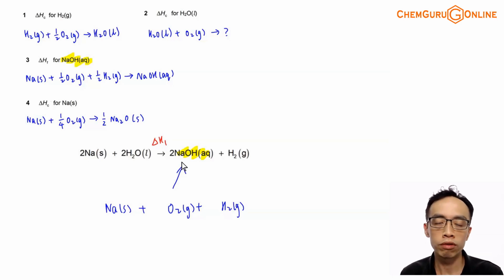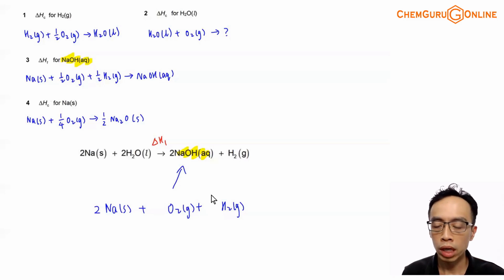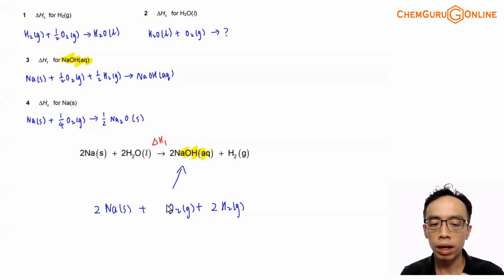The next thing we have to do is balance the equation. I have 2 sodium here, so I need 2 sodium element. I will have 2 oxygen in the product, so I need 1 mole of O2 here, and you notice I have a total of 4 hydrogen in the product, so I'll need 2 H2 gas. So the balanced equation will be 2 sodium plus O2 plus 2 H2 to give me 2 sodium hydroxide aqueous.